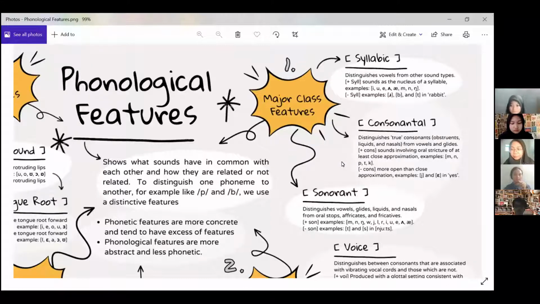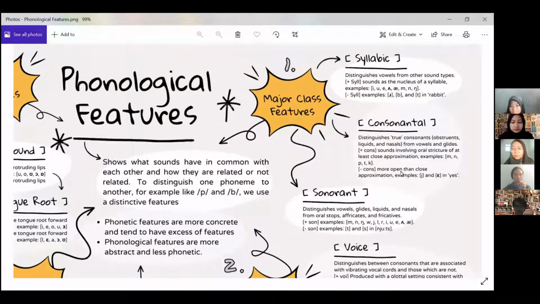The second major class feature is consonantal. This feature distinguishes true consonants like obstruents, liquids, and nasals from vowels and glides. Positive consonantal sounds involve an oral structure of at least close approximation. The members are n, p, t, and k. Negative consonantal sounds have a more open structure than close approximation. The examples are y and e in yes.